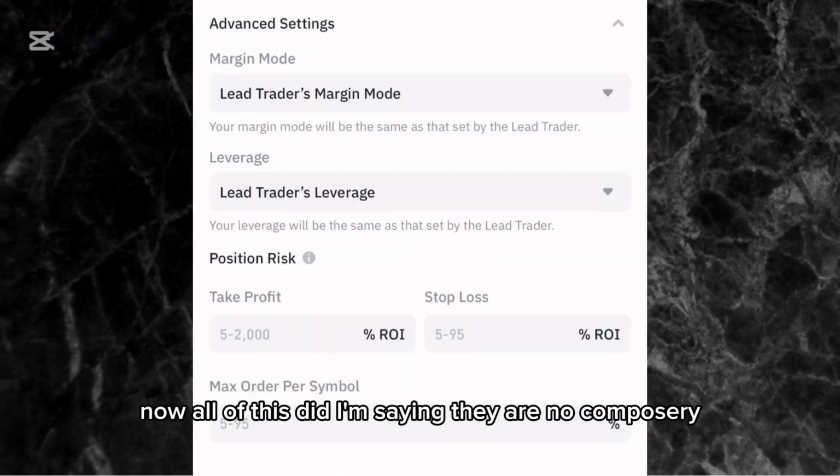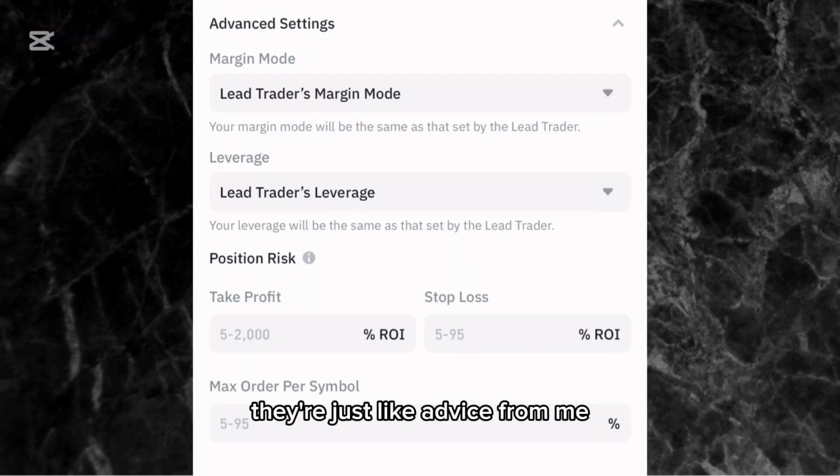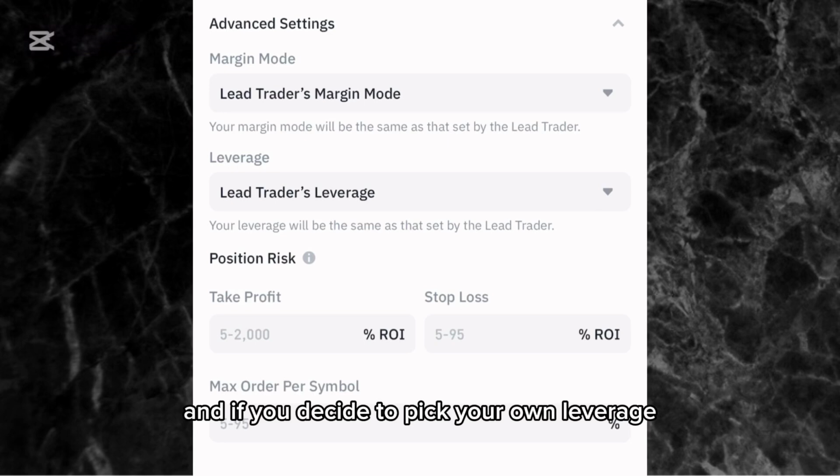Now, all of these things I'm saying, they are not compulsory. They're just advice from me. So you don't have to follow what I'm saying. You can decide to enter your own margin mode. You can decide to pick cross or isolated. That's what you're using for every trade you follow the trader. And if you decide to pick your own leverage, and let's say you pick 20x leverage, that's what I'll be using, 20x leverage every time.